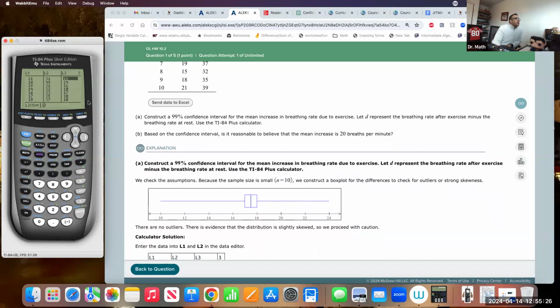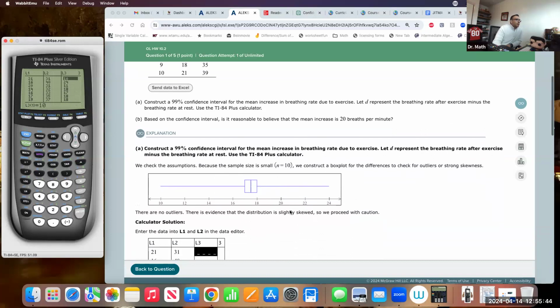So when you're looking at this last list, you're going to want to go ahead and do a dot plot just to make sure that it's somewhat symmetric, right? There's no strong skewedness and that there's no outliers. So here we could see there are no outliers. And we're doing this because n is small, right? N is 10.